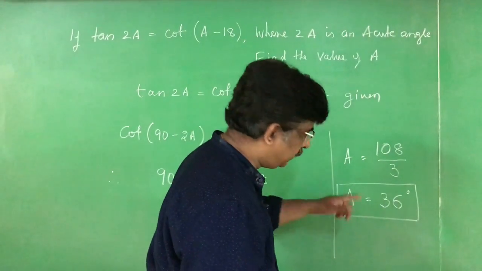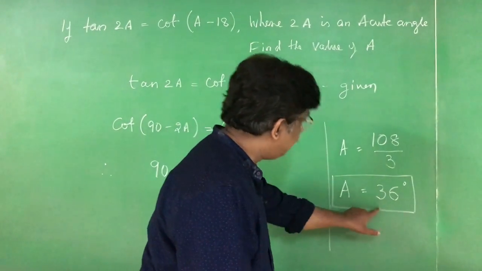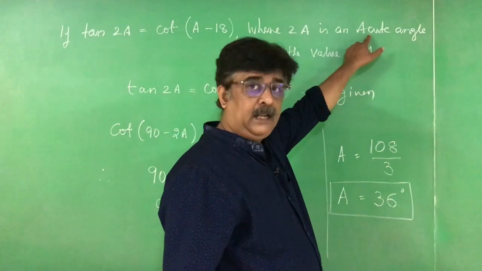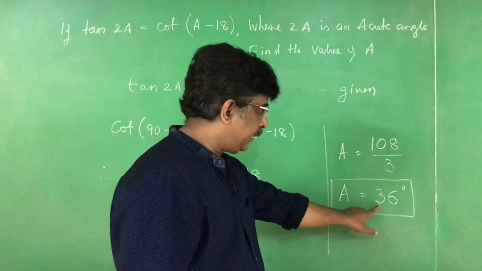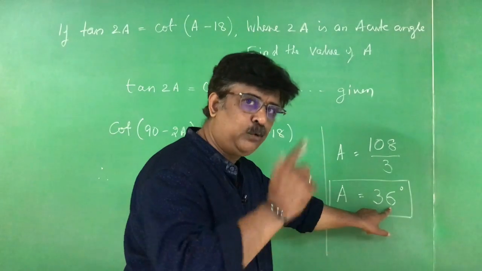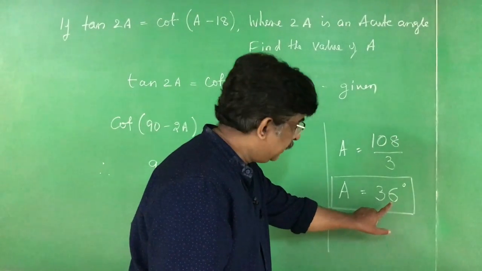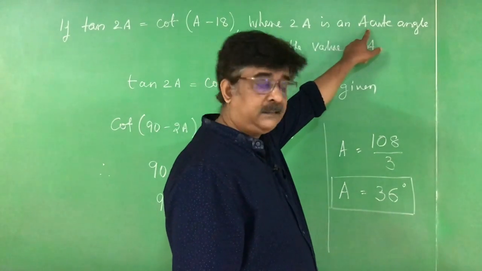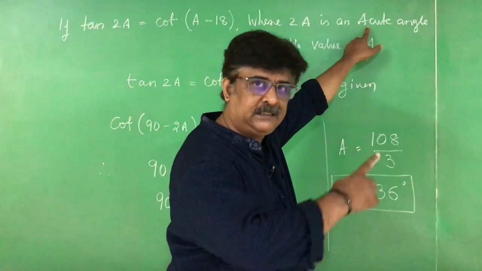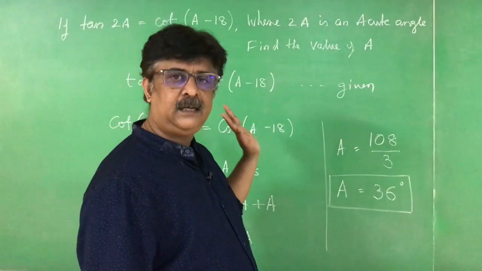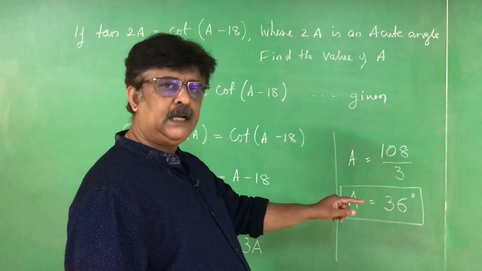Is this answer right or not? To cross verify, I have been given that 2A is an acute angle, and A we got as 36 degrees. You make it 2A. If you make it 2A, it becomes what? 72. 72 should be an acute angle. Is 72 degrees an acute angle? Yes. Anything less than 90 is an acute angle. Therefore, our answer is right. A is equal to 36 degrees.